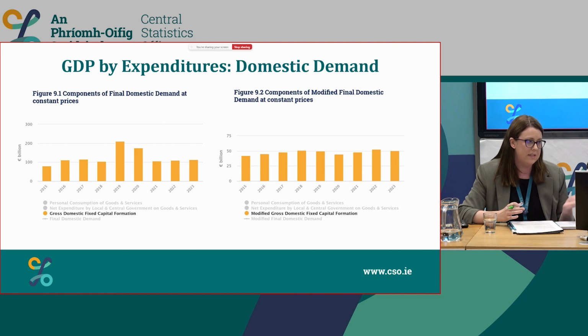Firstly, just to point out the difference in scales on the axis. But what figure 9.2 shows is that when the globalised elements are taken out, the domestic element of capital formation is much less volatile, it's a much smoother series. And so it gives a better picture of what's happening in the domestic economy.